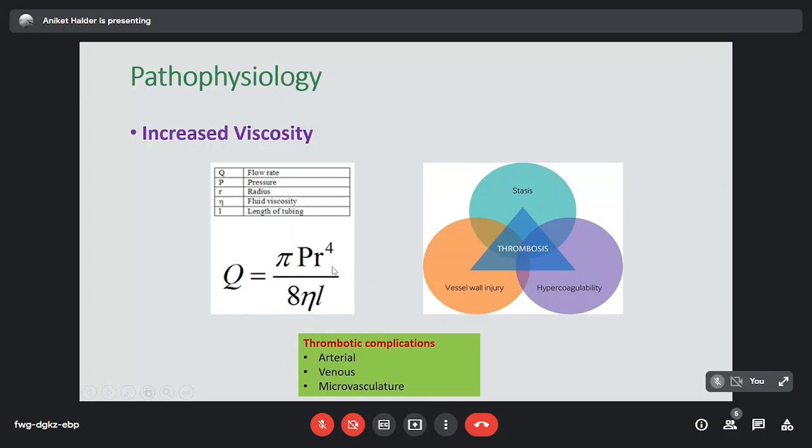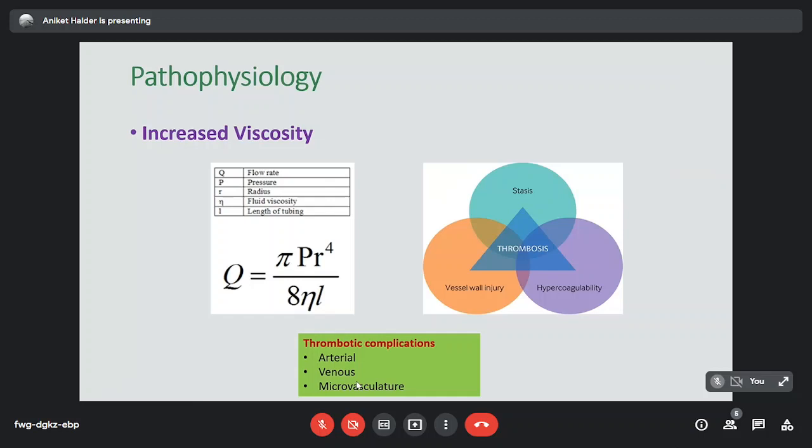As I had said, the rate of flow is directly proportional to the radius of the vessel. So the smaller the radius of a particular vessel, there will be decreased rate of flow and increased stasis, leading to more chances of thrombosis. So these venous thromboses are more common in small veins of the terminal of the peripheral limbs.